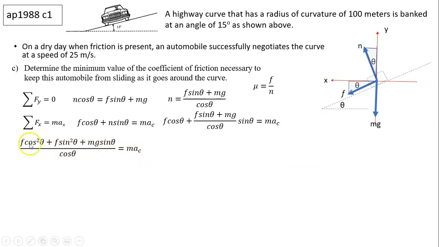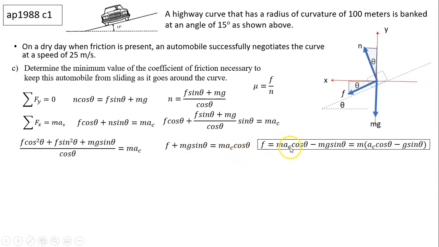As you can see, these two terms, F cosine theta squared plus F sine theta squared, this is just F. So that becomes F plus mg sine theta, divided by cosine theta, equals mac. We multiply cosine theta on both sides, so the top becomes F plus mg sine theta. That equals mac cosine theta. So F really equals mac cosine theta minus mg sine theta. I can factor m out. That becomes m times (ac cosine theta minus g sine theta). That is F. Now we have to solve for N.